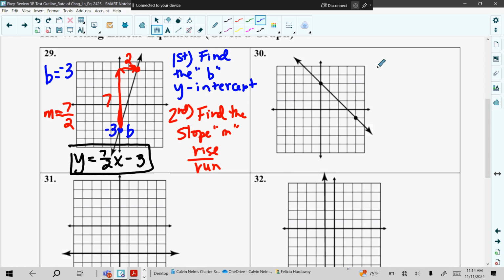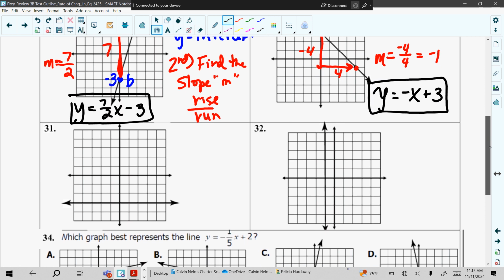So on 30, same premise. Find your b first, then find your m. What is b? Yep, b is 3. Just looking at the graph, what type of slope should this be? Negative. Yes. Down 4 and then to the right 4. So it's negative 4 over 4. Which, if you simplify negative 4 over 4, it is negative 1. So our equation, y equals negative x plus 3.